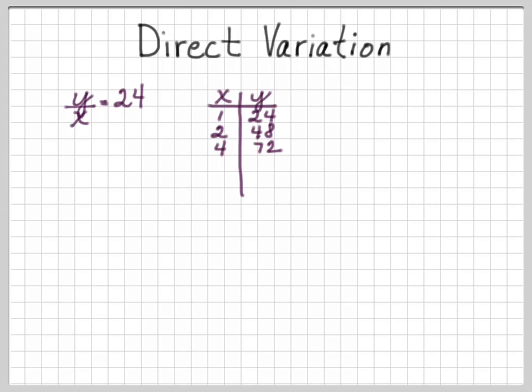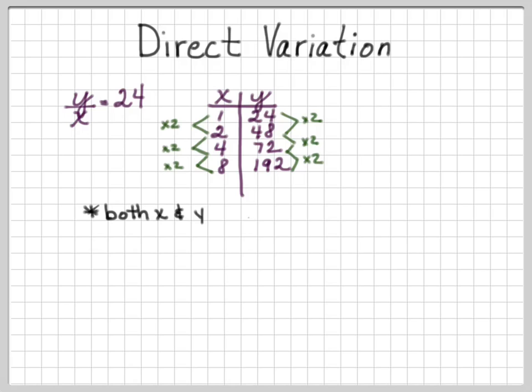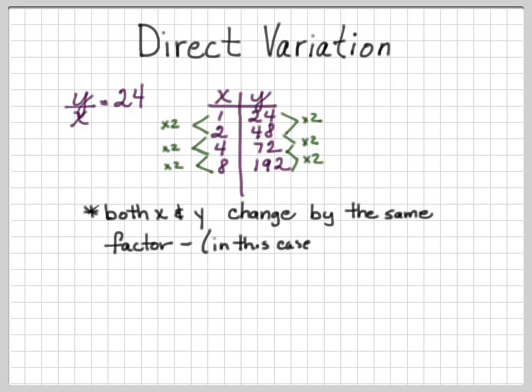If x is 4, y is 72. If x is 8, y is 192. So you can see, if we take a look at what's happening to the x, we've multiplied the x by 2 each time. And when we multiply the x by 2 each time, we also have to multiply y by 2. So the same thing is happening to both sides. Both x and y change by the same factor. In this case, the factor is 2.